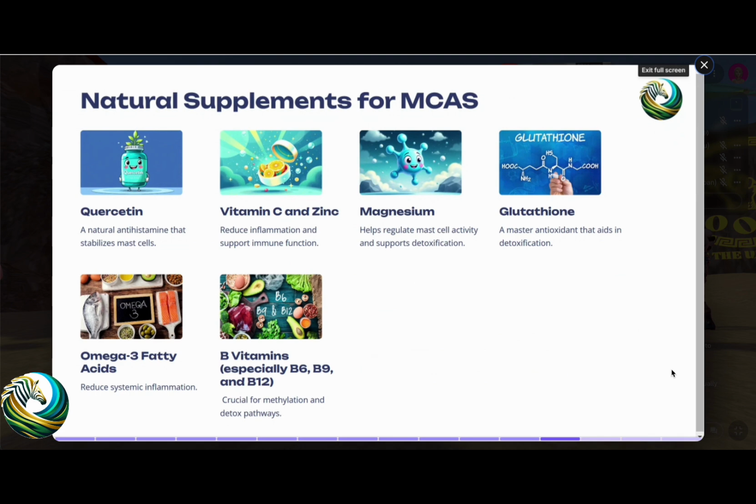Glutathione also is very good. It's a master antioxidant that aids in detoxification, so that's very good for us with mast cell. Omega-3 fatty acids are very good for inflammation and the immune system in general. And B vitamins are very good as well, B6, B9, B12. So all of this, you have a lot that you can do on your own. And me personally, with my sister, we take all of this almost on a daily basis.